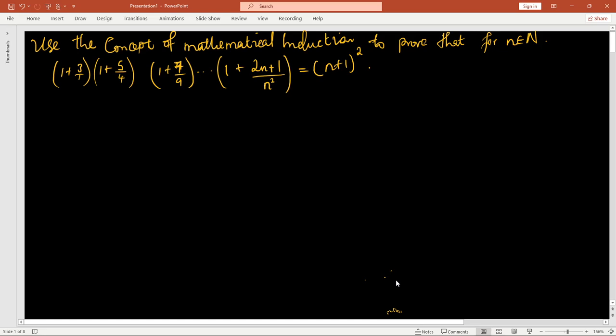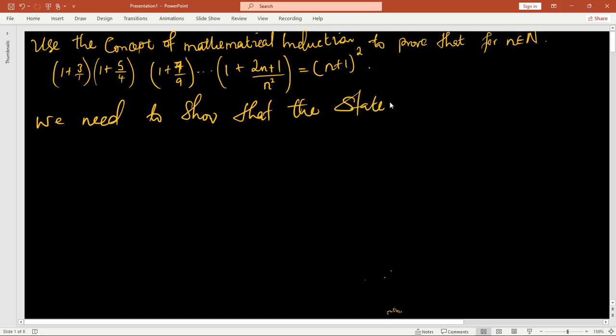So the first step is we need to show that the statement that we have is true for n equal to 1. Then we go to the inductive hypothesis. Then we also show that it is true for n equals k plus 1, meaning that we add a new term there. Alright, so here, first step. We need to show that the statement is true for n equal to 1 here.